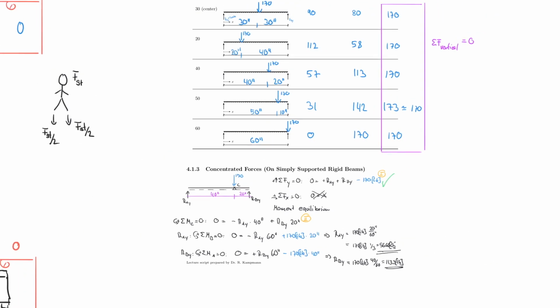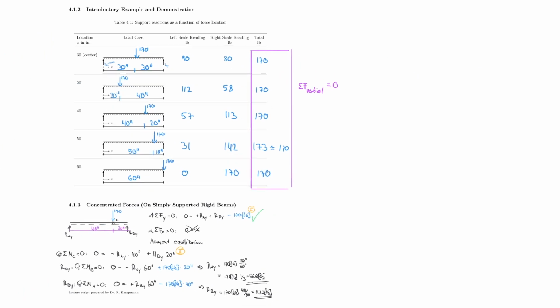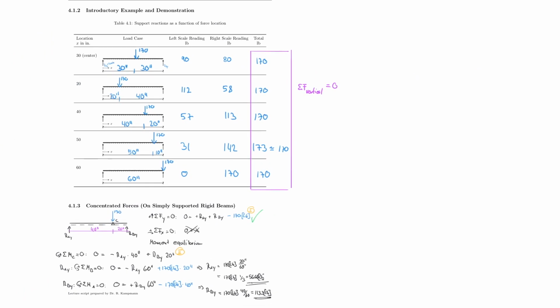But I think we now understand where these numbers come from and how equilibrium works, in a sense that we can use rotation as well for an equilibrium condition. And that is what engineers use to really calculate the support reactions of, let's say, a bridge.